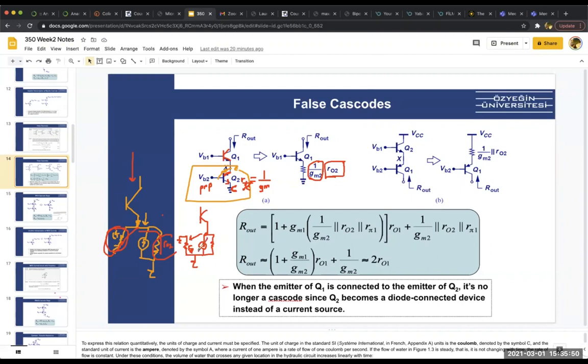So this will be open because it's short. This is 0, 0, the voltage on this. So all I see is RO2, okay? Do you understand the difference? This was a really good slide to explain.